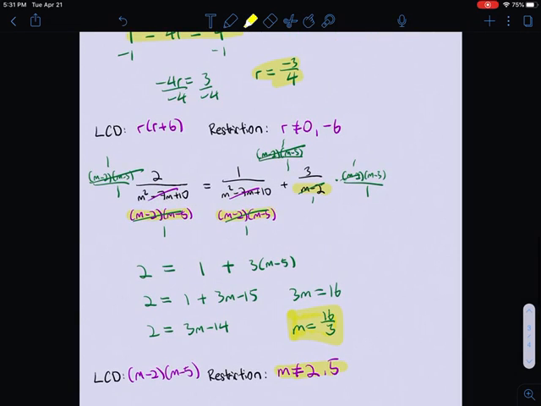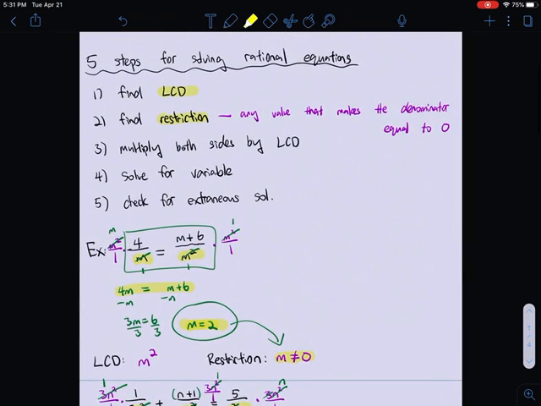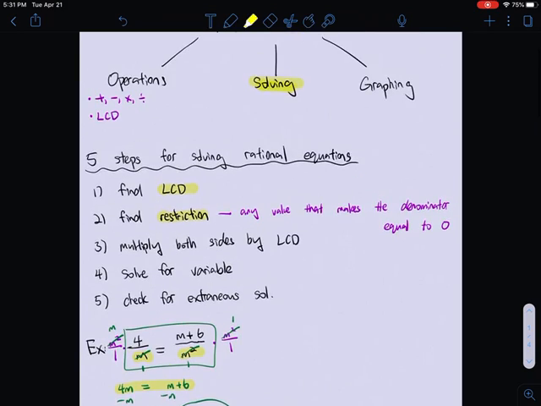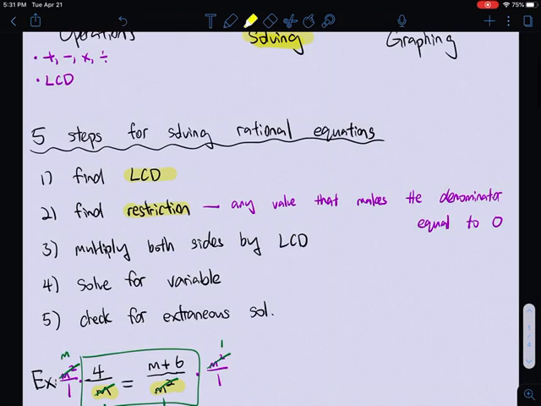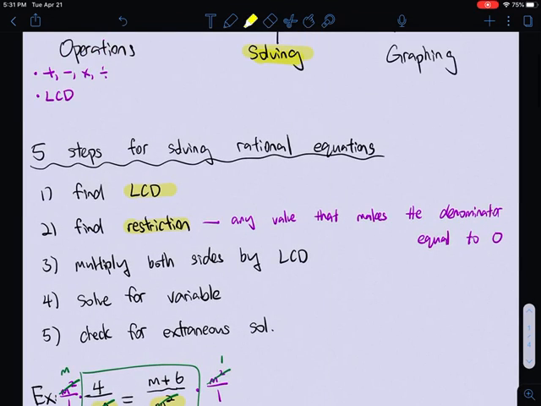Okay, so that's pretty much it for solving. And again, we'll do much more practice with this next time as well. But here are the 5 steps that we're always going to use. LCD, restriction, or any value that makes the bottom equal to 0. And then multiply everything by the LCD, and then solve.